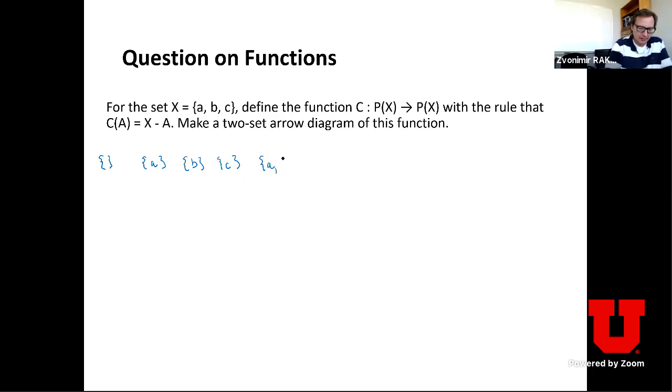We have AB. We have AC. And then we have BC. And we have A, B, C. So that's our domain. And codomain is the same set.